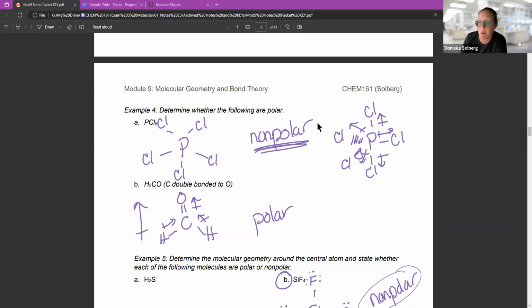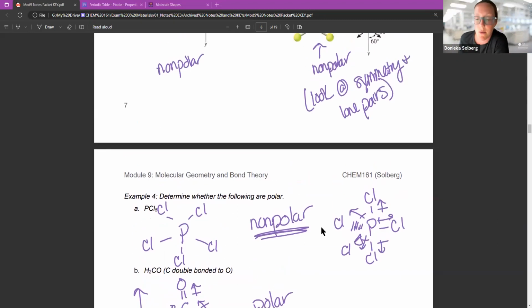It is non-polar. So you might be looking at these and thinking, well, remember, it's up and down and 3 in the middle. So the up and down cancel out. And then the 3 in the middle, like BF3 we were just looking at, also cancel out. Those 120s are going to cancel out as well.